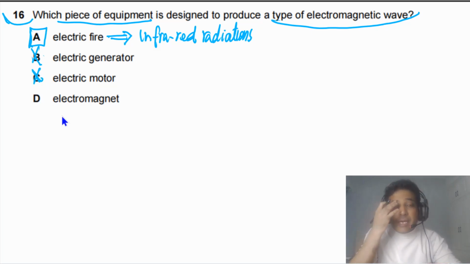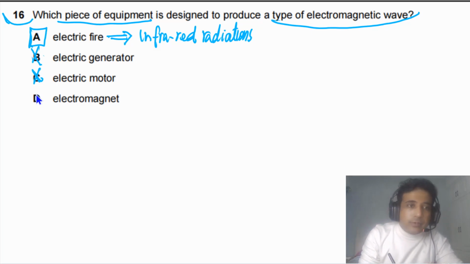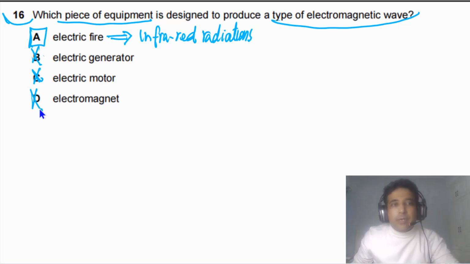Electromagnetic means magnetic field, means electricity can produce its own magnetic field. So this is also incorrect. So the answer for this one is A.